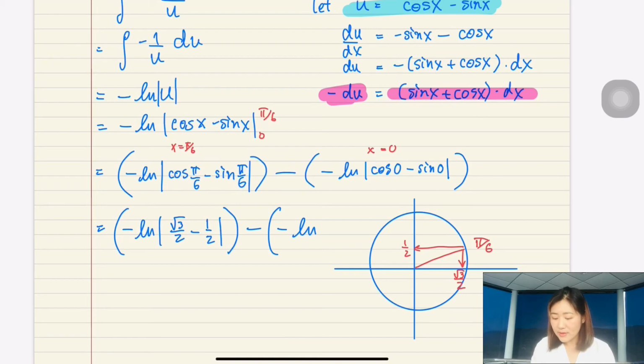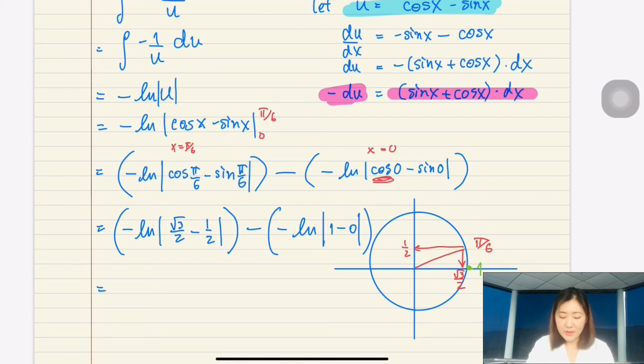And then minus brackets minus ln of cos 0. Cos 0, what is cos 0? Cos 0 is 1, right? So absolute of 1 minus sine 0. Sine 0 is 0, absolute, and close brackets.